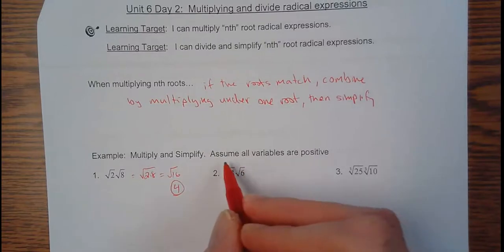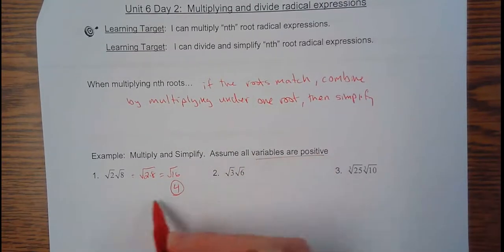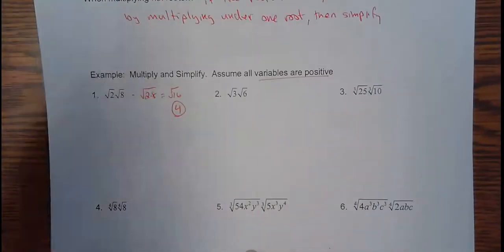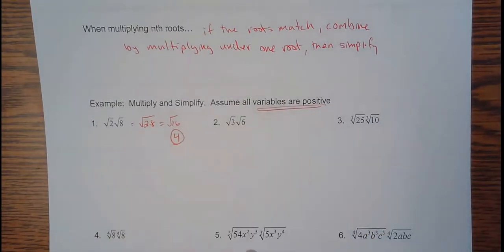Okay, now notice here I'm saying assume all variables are positive, so that'll make our life easier later. There's no variables yet, but before I move the paper and forget that it's there, I want to mark that down, all variables are positive. So we're not worried about any negative roots, any absolute values, or anything like that.